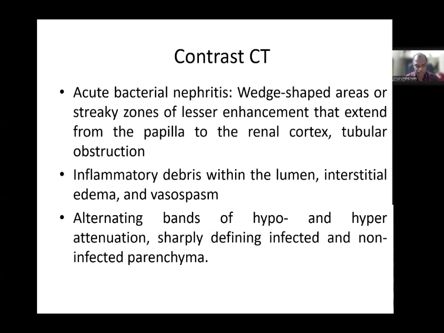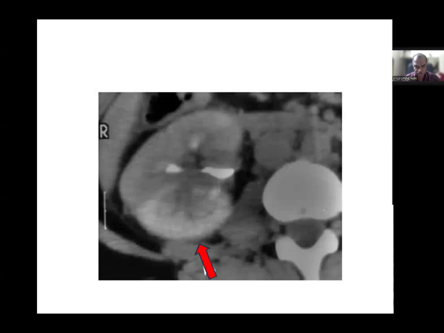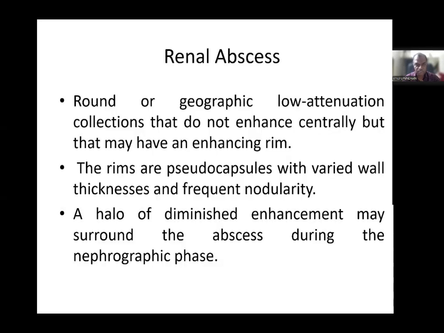There can be inflammatory debris in the lumen as well. So there can be contrasting alternate hypo and hyperenhancement. So this is how a contrast CT would look like in early pyelonephritis. Renal abscesses appear as rounded or geographically low attenuating collections. They have a thin rim with a pseudocapsule formation. There can be a halo around it as well. So that can be diagnosed with the contrast CT most often.